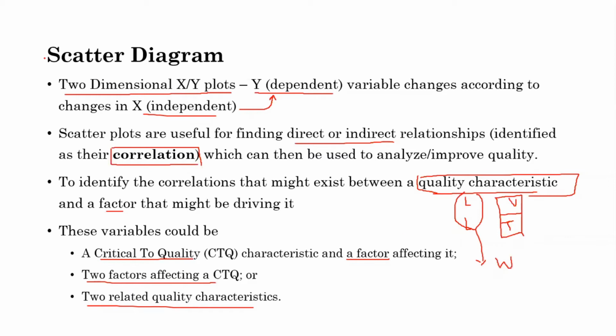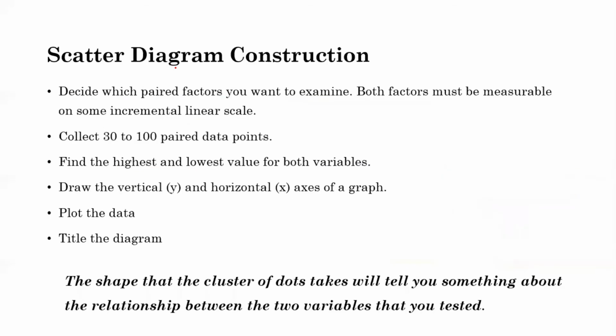Normally, in simple sense, scatter diagram is describing relationship between two variables. That's it. It doesn't matter what type of variables they are. Either they are factors influencing something or they are things that we want to monitor, like critical to quality characteristics. So how to construct this diagram?